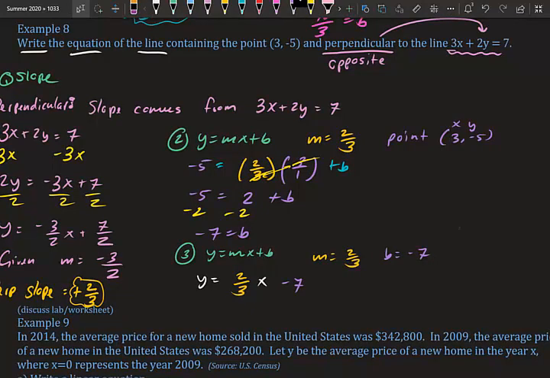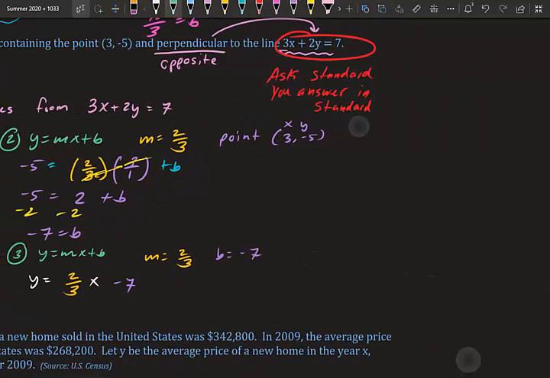Now, it doesn't say how to write our answer explicitly, but it actually does. See how they ask the question? They ask in standard form. That means you answer in standard form. So since they ask in standard form, you must answer in standard form. That means we need to take that fourth step to standard form, ax plus by equals c.